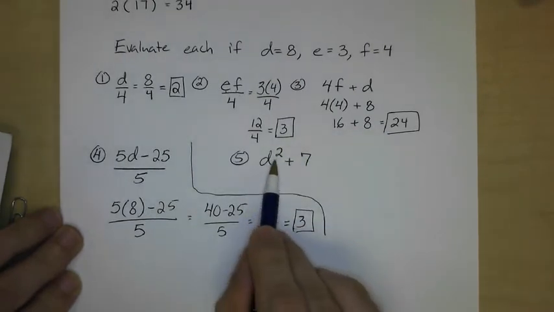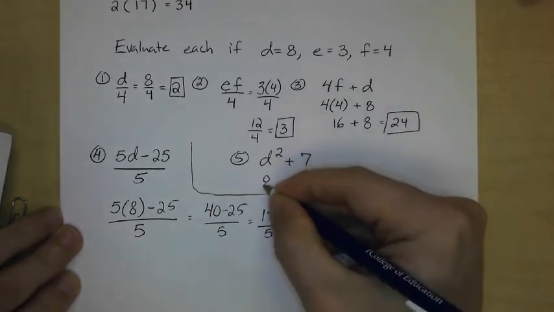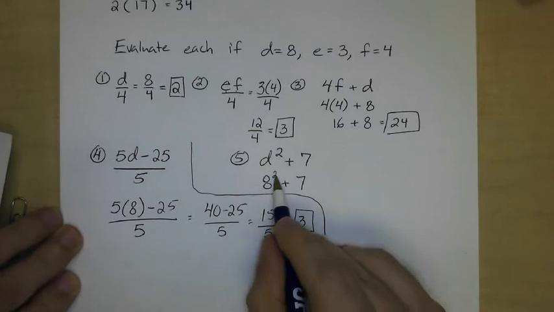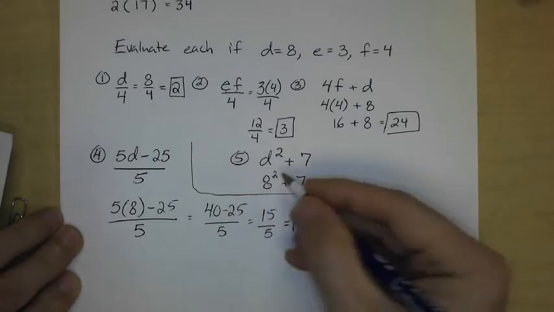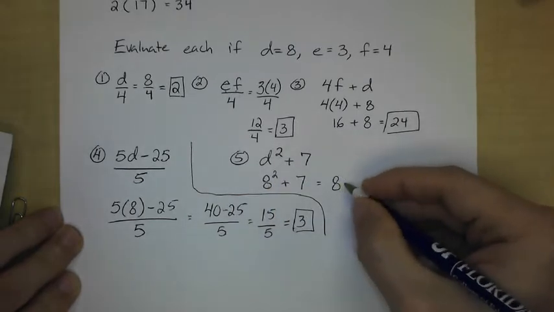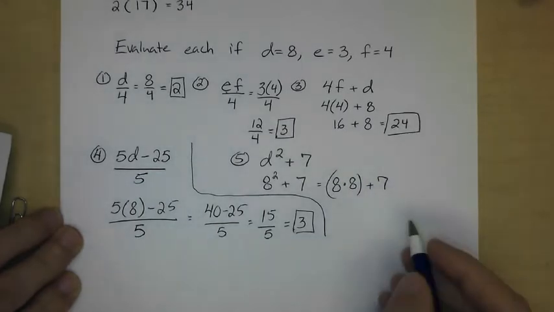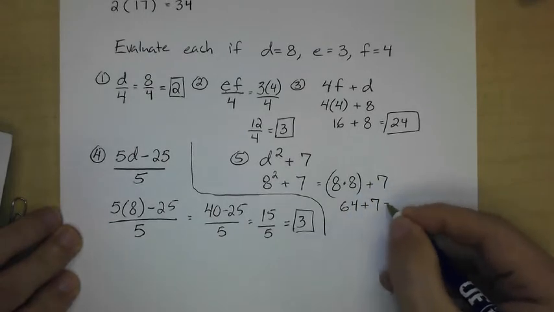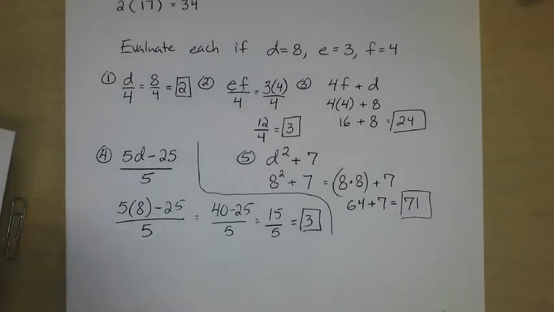Now for this one right here, d squared plus 7. Again, d is equal to 8, so we're going to rewrite this as 8 squared plus 7. And remember, the exponent just tells you how many times to write the base in a multiplication problem. So this x squared means write 8 twice in a multiplication problem. So we have 8 times 8, and we're going to add 7 to that product. 8 times 8 is 64, so now we have 64 plus 7, and 64 plus 7 is going to equal 71. So that's it for Chapter 5, Section 1.